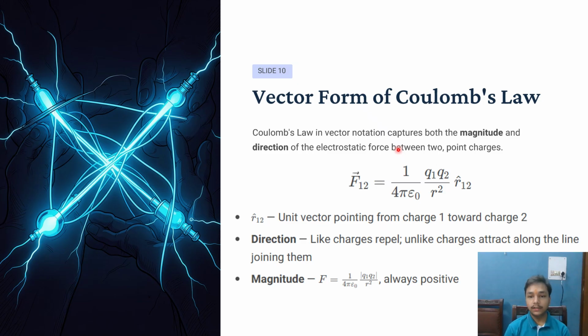Now, Coulomb's law in vector notation captures both the magnitude and direction of the electrostatic force between two point charges. Okay, so F12 vector is equal to 1 by 4 pi epsilon naught into Q1 Q2 by R square R hat 12. So R hat 12 is the unit vector pointing from charge 1 towards charge 2. As we know, like charges repel and unlike charges attract along the line joining both of these charges. And so the magnitude will be F is equal to 1 by 4 pi epsilon naught into magnitude of Q1 Q2 divided by R square, which is always a positive quantity.